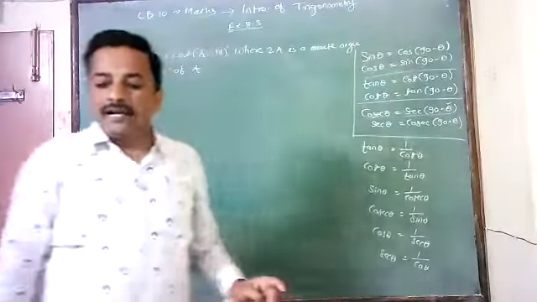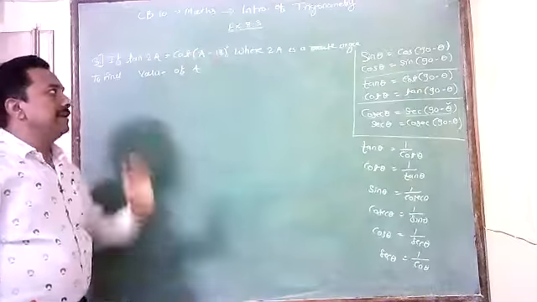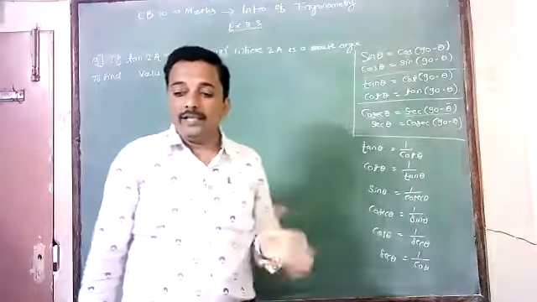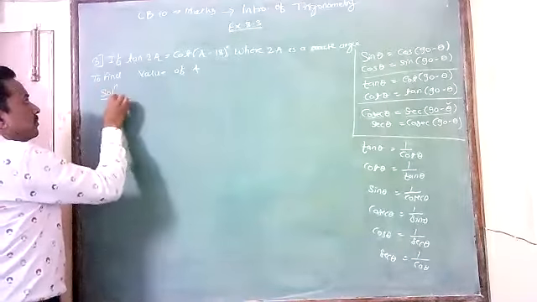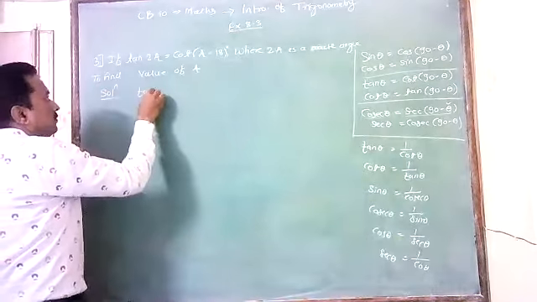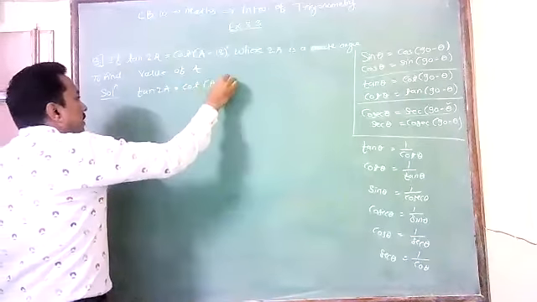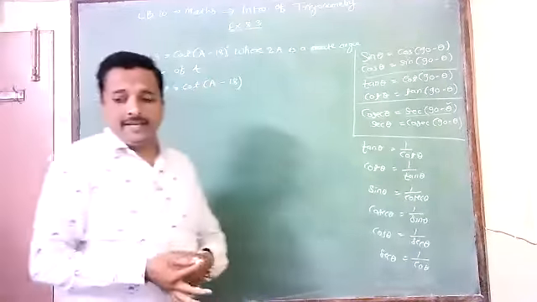Given that tan 2a is equal to cot a minus 18, where 2a is an acute angle, we have to find the value of a. We don't know what a is, we have to find it. Solution. Just write tan 2a is equal to cot a minus 18. We have to find a.